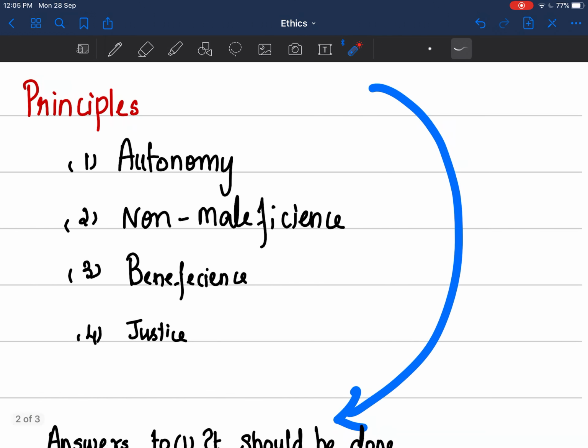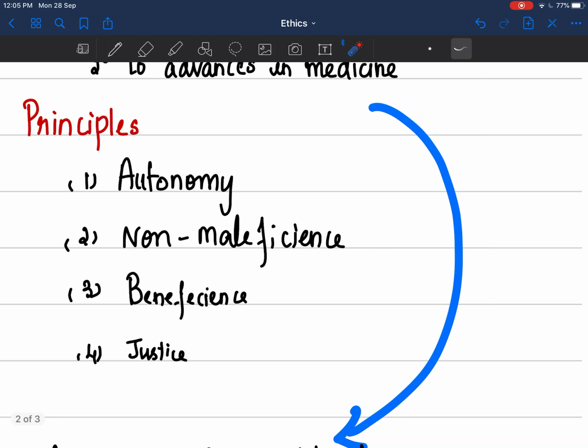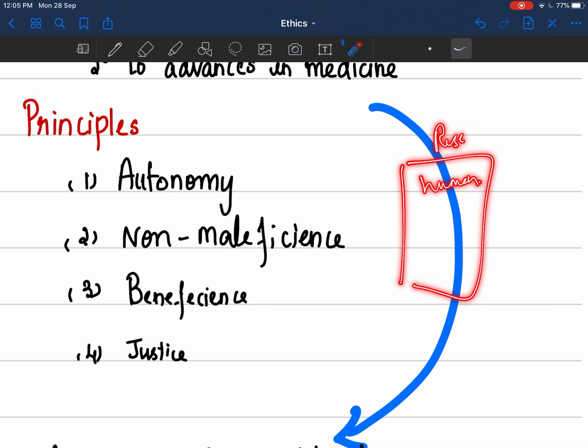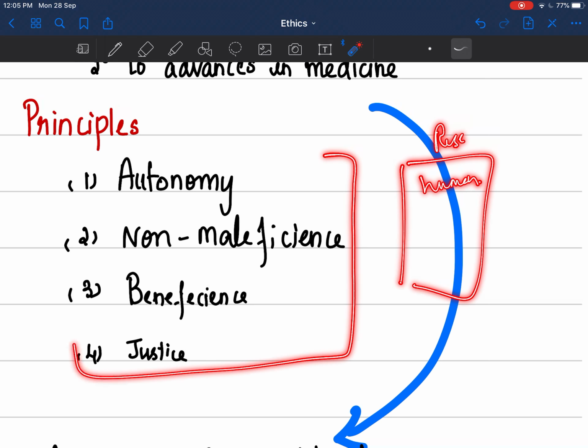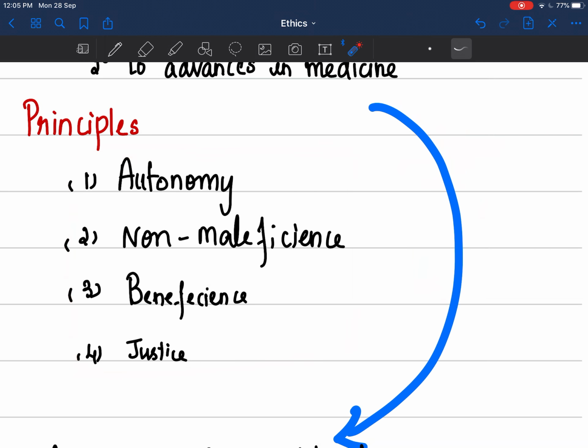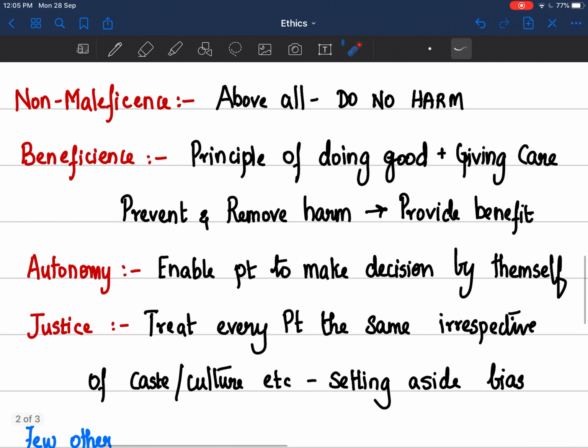If you see, there are so many guidelines which define how research should be conducted, especially on humans, and all of them have these 4 basic principles. They are autonomy, non-maleficence, beneficence and justice. Let's see what they are.